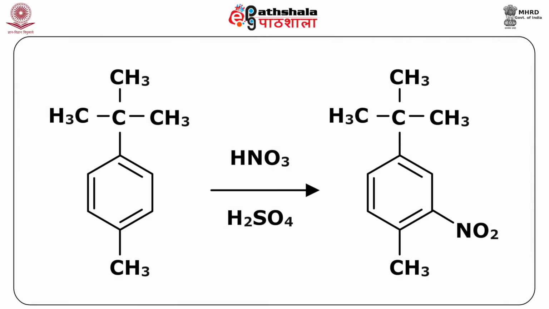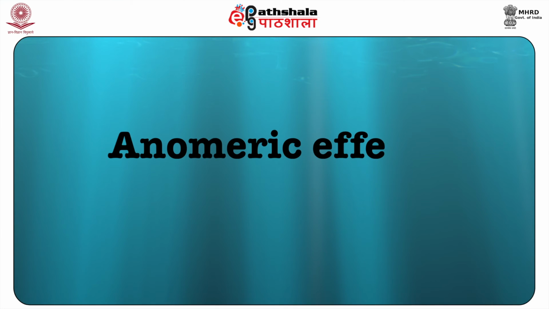So, you can clearly see in this particular case that nitration will happen ortho to methyl and not ortho to the tertiary butyl group. So, this is clearly a proof of the existence of hyperconjugation. Further, also note that the tertiary butyl group is bulky and will be hindering the approach of the electrophile. Then let us move to the application on anomeric effect.